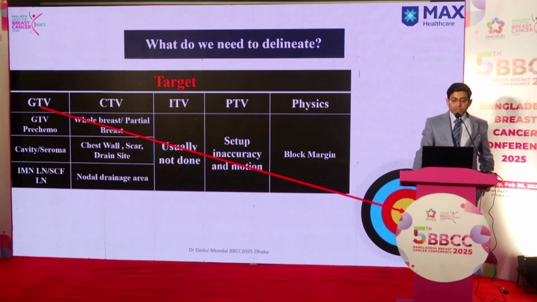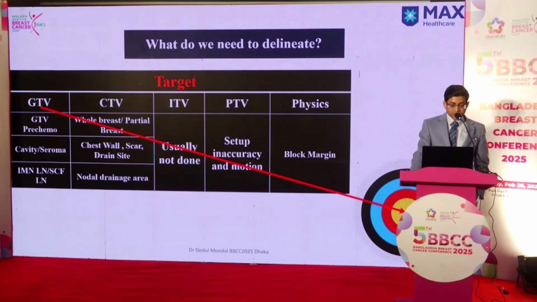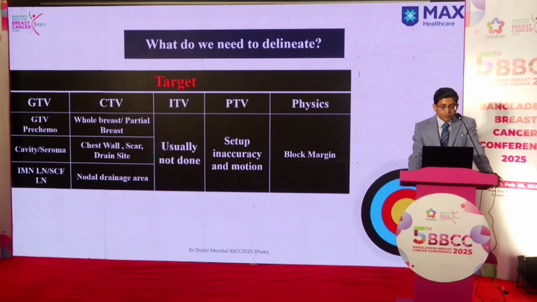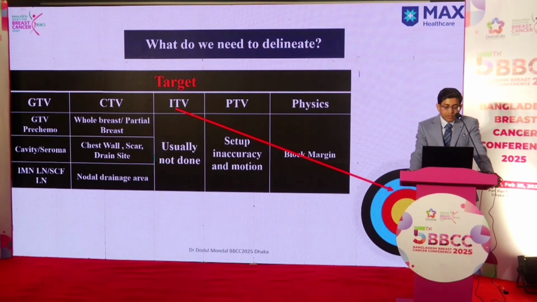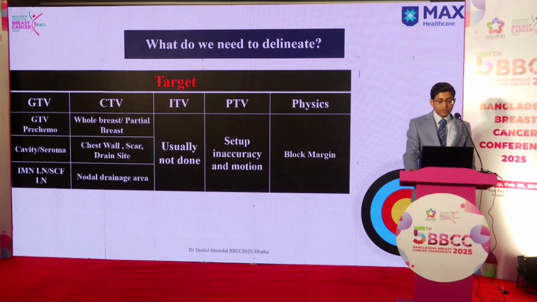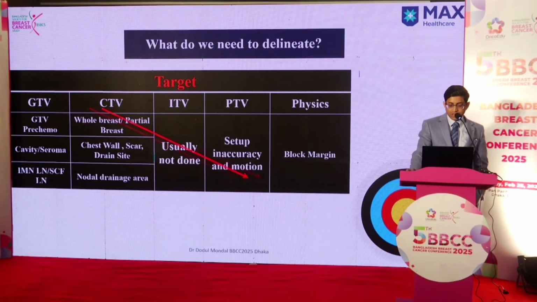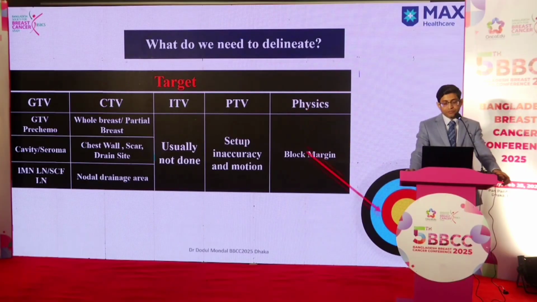Now, these are the targets which we contour: the GTV, which includes the pre-chemo GTV, the cavity and seroma, and the scar inside the breast, and also any visible node in the IMN or SCF region. And then we know what the CTV is, the areas of microscopic spread, which includes the whole breast or the partial breast as per the indication, the entire chest wall, the scar and the drain site, and the nodal drainage site. Although not practiced for breast, the concept of ITV is there, which takes into account all the movements, but it's usually not done for breast contouring. A PTV margin is given to take into account the setup inaccuracy and the motion, and an additional block margin for the physics.